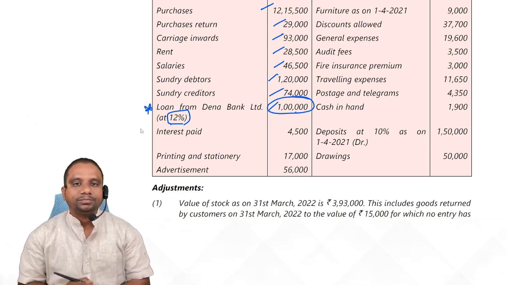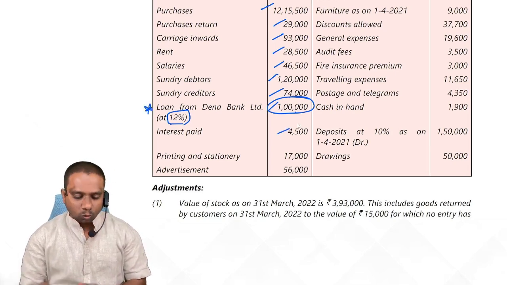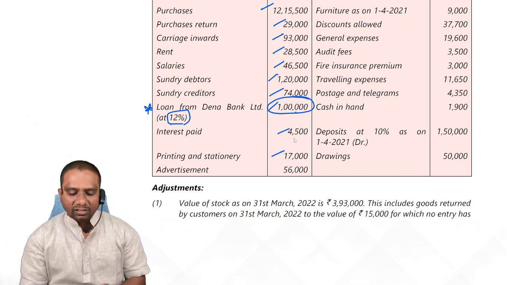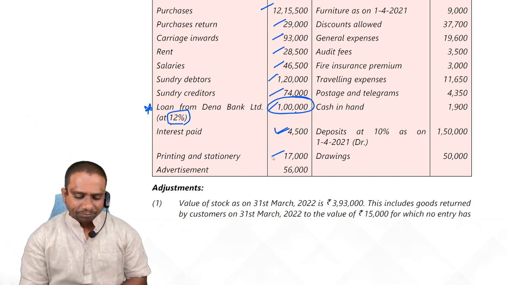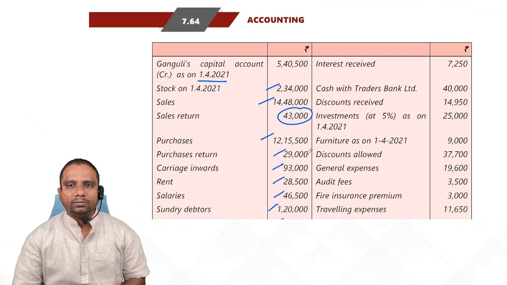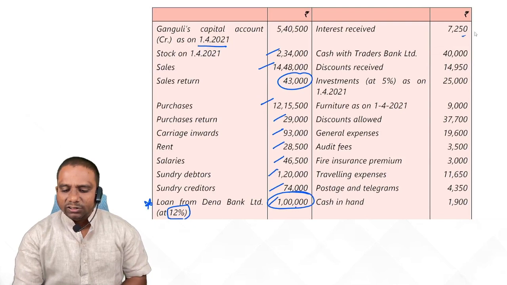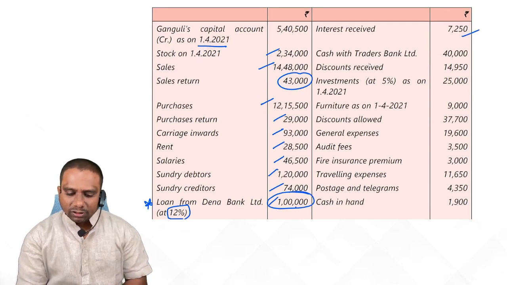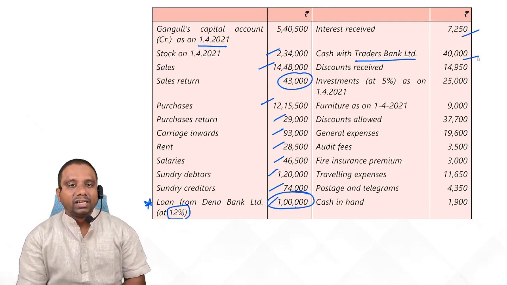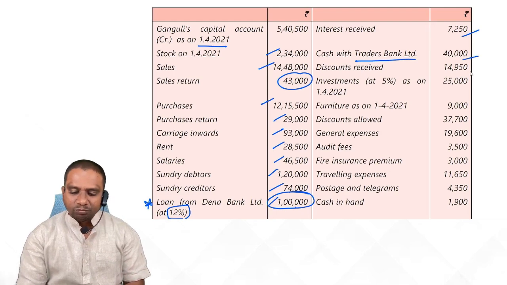Yes, we check it. Next one, interest paid. Okay, printing and stationery, interest paid, P&L account debit, printing and stationery, P&L account debit, advertisement also P&L account debit. Interest received, P&L account credit, cash with the Traders Bank Limited, asset na, cash at bank, balance sheet asset. Discount received, profit and loss account credit.